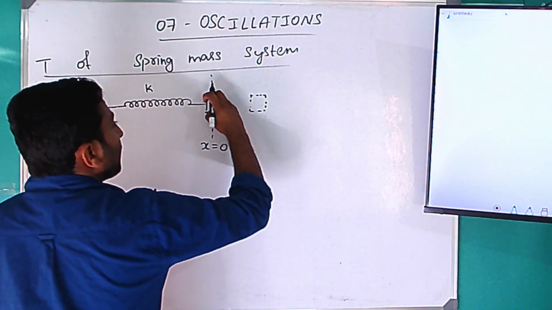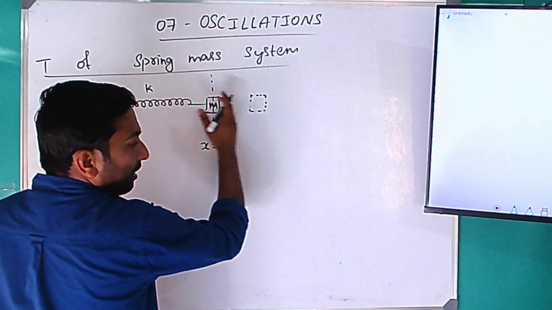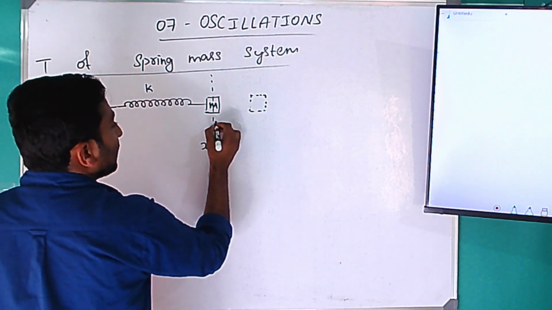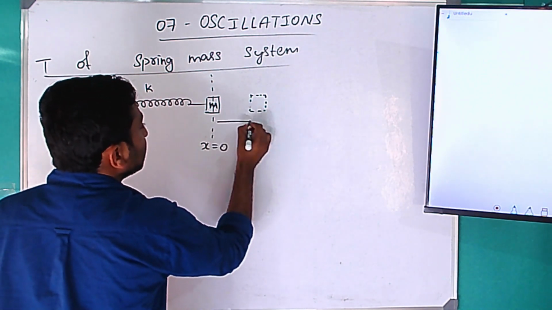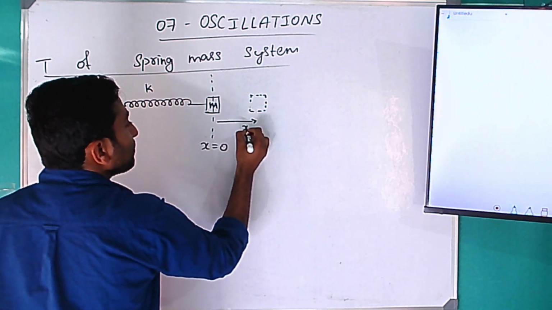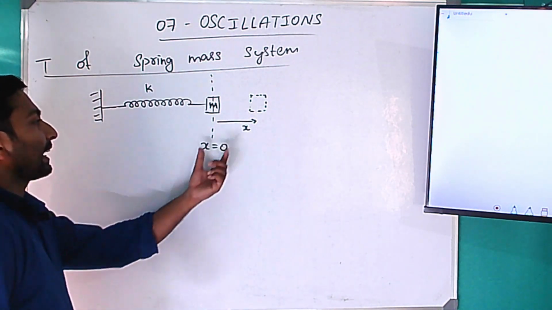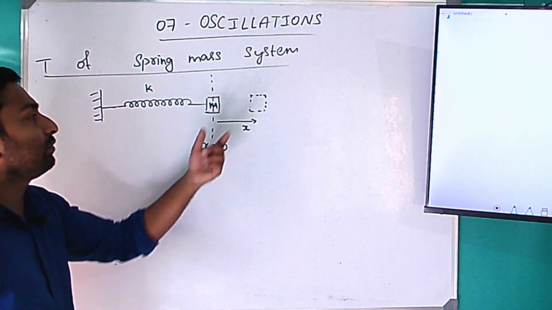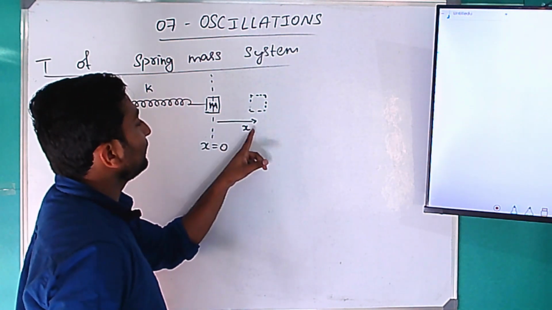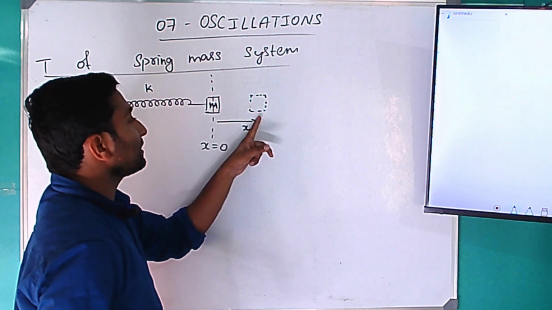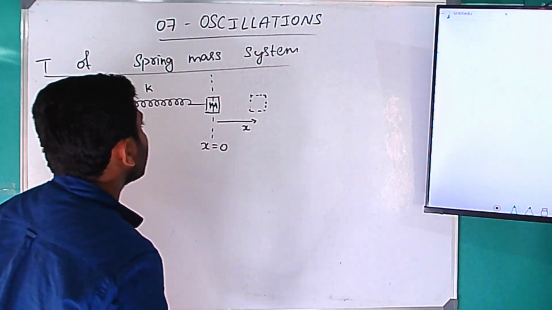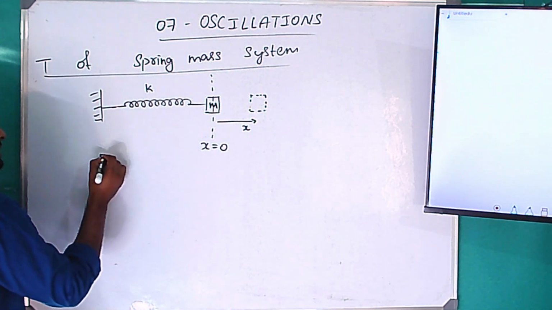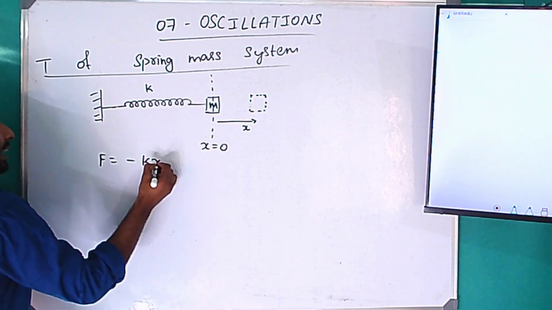ಈಗ ಈ ಮಾಸ್ ಸಿಂಪಲ್ ಹಾರ್ಮೋನಿಕ್ ಮೋಷನ್ ಎಕ್ಸಿಕ್ಯೂಟ್ ಮಾಡ್ತಾ ಇದೆ, ಯಾವುದೋ ಒಂದು ಟೈಮ್ ಅಲ್ಲಿ let x be the displacement from the mean position. That x can be anything, 0 to plus a or 0 to minus a. Random ಆಗಿ one position ನ ತಗೊಂಡಿದೀನಿ. So now when this mass is at this position, what is the net force acting on the system? F is equal to minus kx.